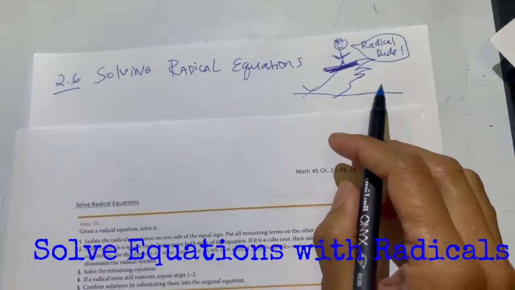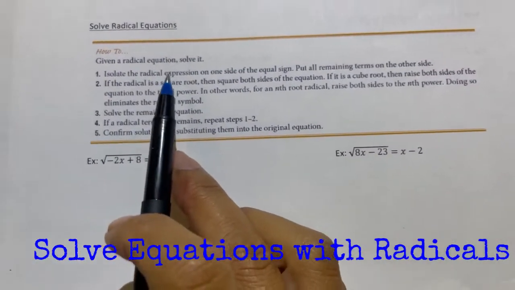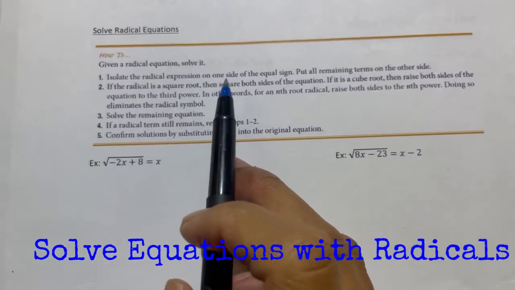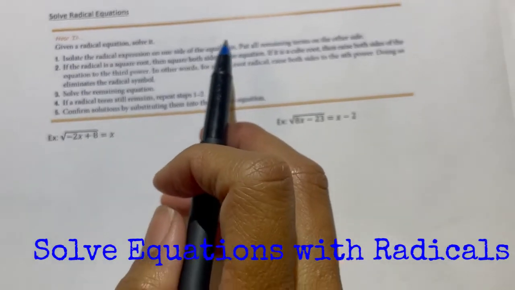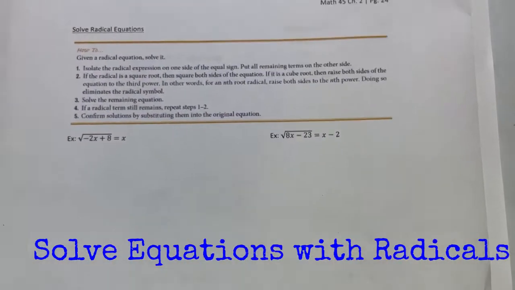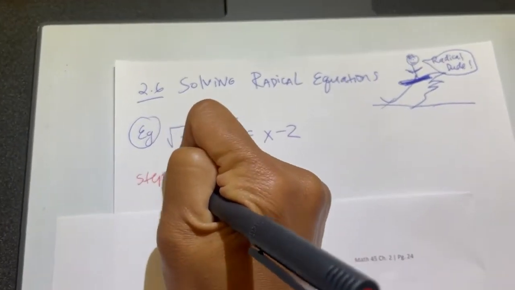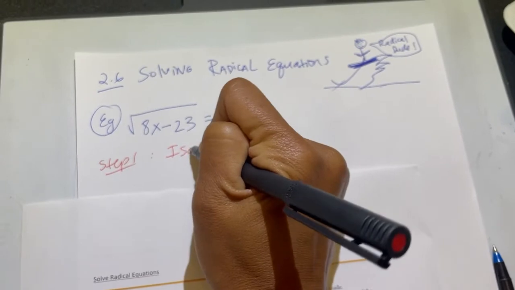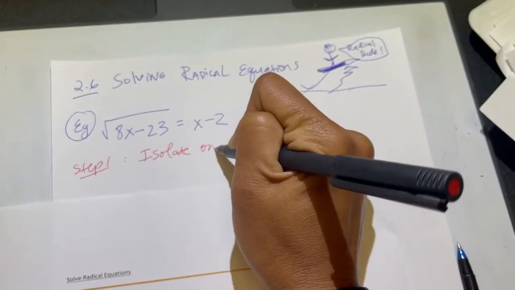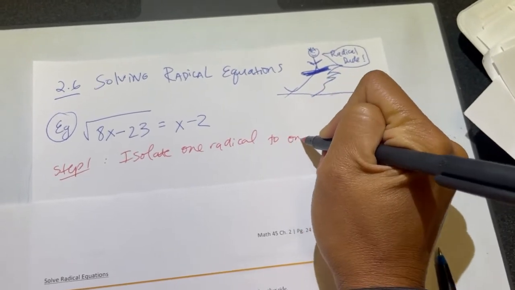Solving radical equations. Here, it tells you the steps. Step 1 is to isolate the radical expression on one side of the equal sign. Put all remaining terms on the other side. So in other words, step 1 is to isolate one radical to one side of the equation.